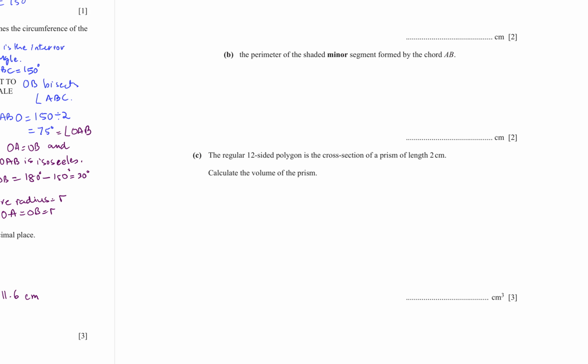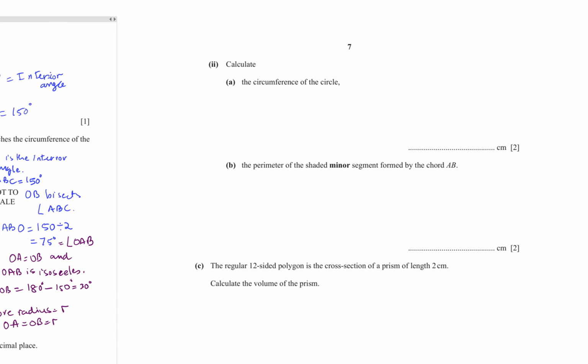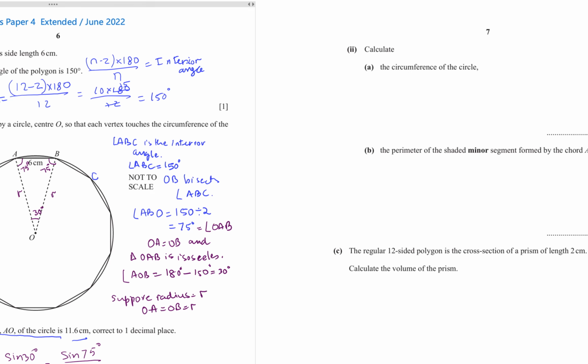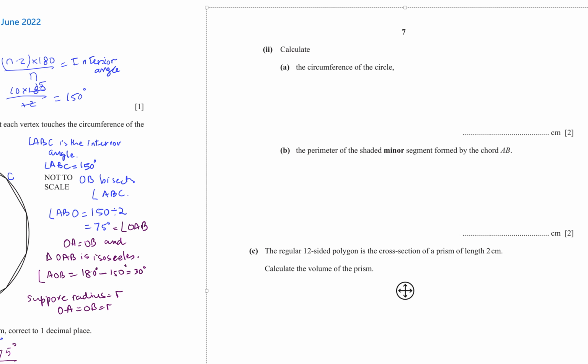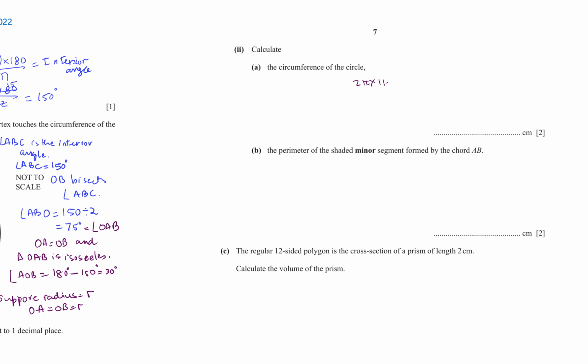The next bit, calculate the circumference of the circle. So the circumference of the circle is 2 pi r. So that would be 2 pi times the radius, just worked out, 11.6 centimeters. So that would be equal to 72.89, or 72.9 centimeters.